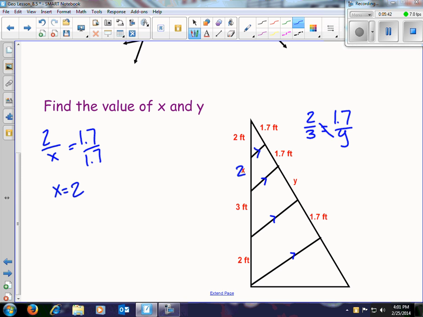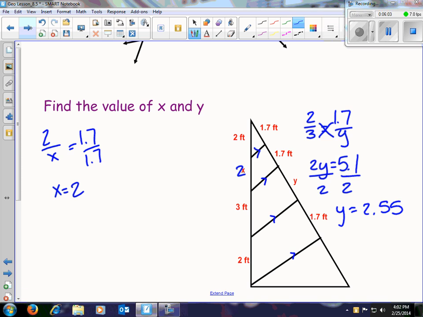So now I can cross multiply. So I get 2y is equal to 5.1. And then I'm going to divide these both by 2. So I get y is equal to 2.55.